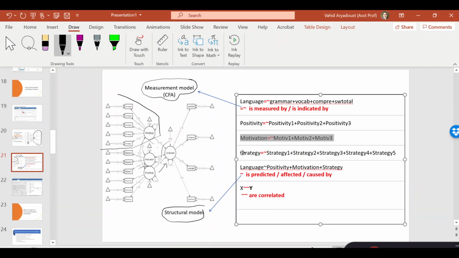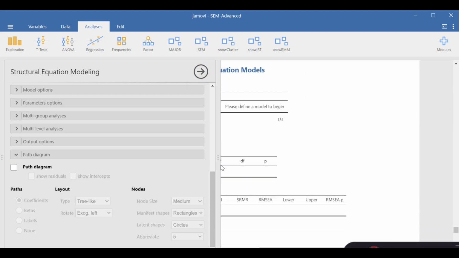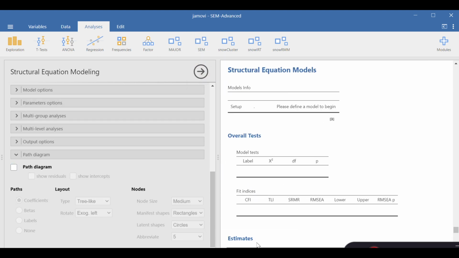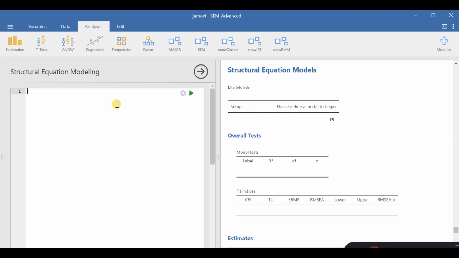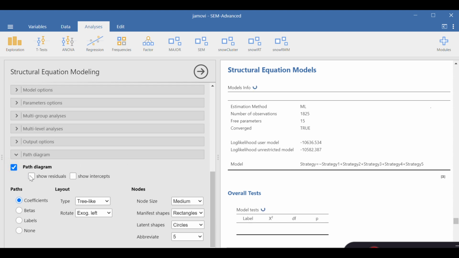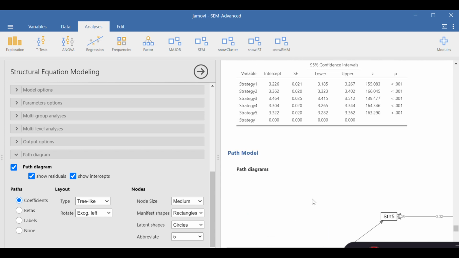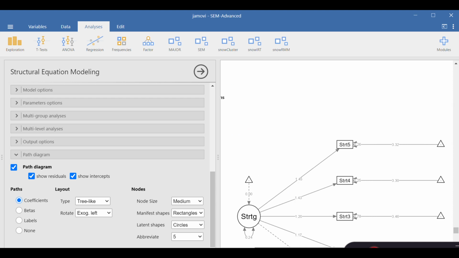And last but not least is strategy. So just copy strategy and paste it into a new syntax just to estimate the fit statistics and other attributes of this CFA or measurement model. Click on run, and as it's running, just click path diagrams and show residuals and show intercepts, just for you to have a visual understanding of how the model is doing.